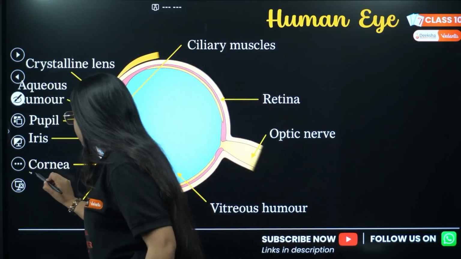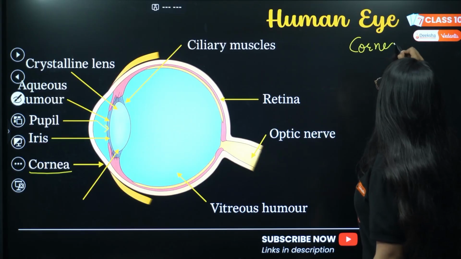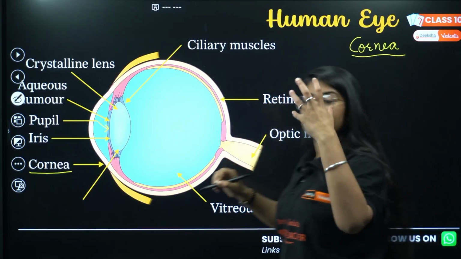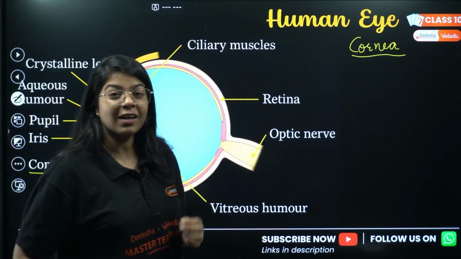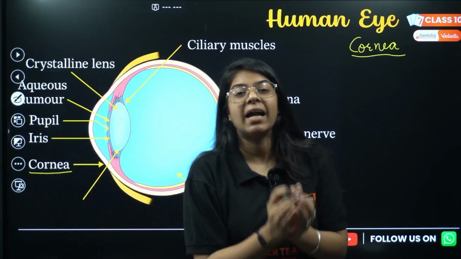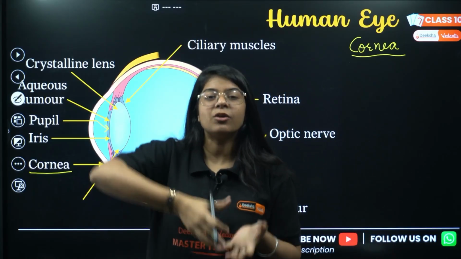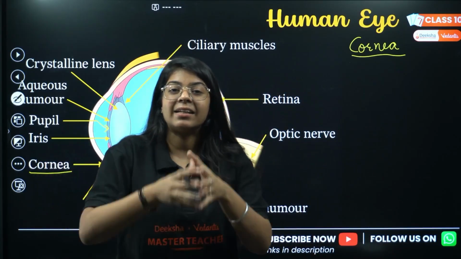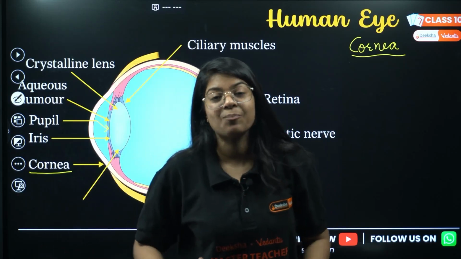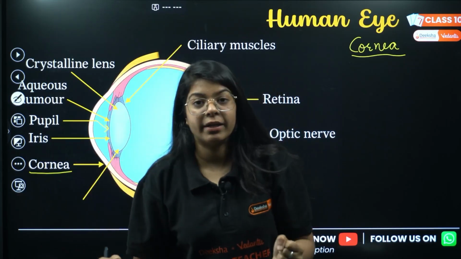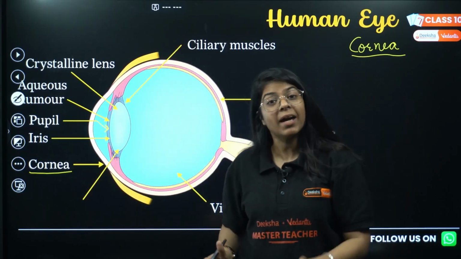So the very first is the cornea. When light enters your eye, or if you open your eye and touch it with your finger, the first layer that you touch is the cornea. What is its function? Its function is mostly to refract the light that is entering our eye. Most of the refraction in our eye is not due to the lens but due to the cornea. The lens also does refraction, but the major part is done by the cornea.